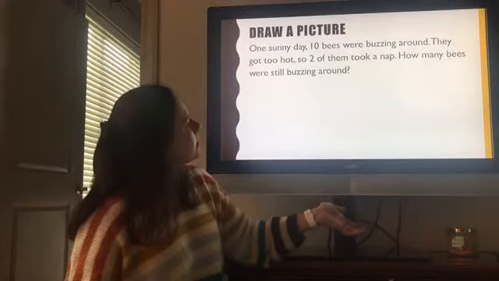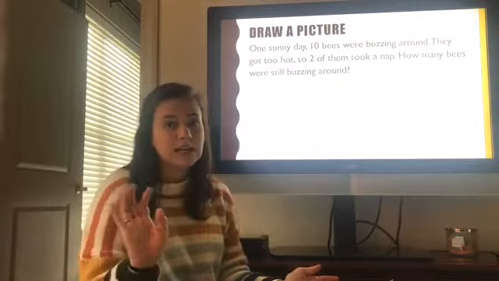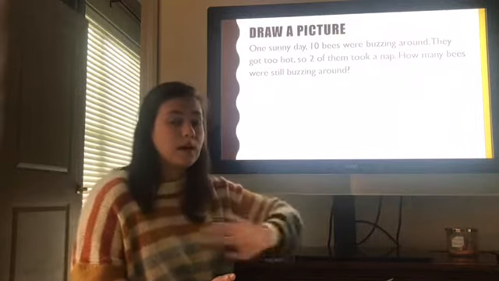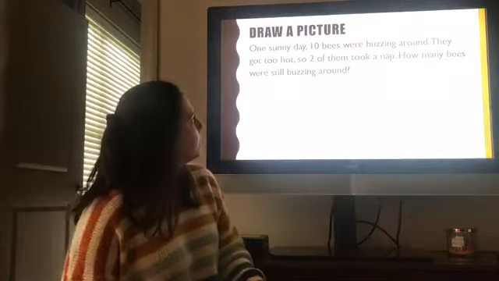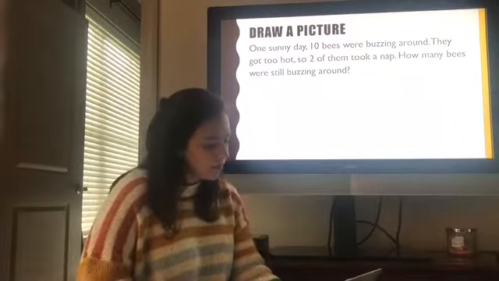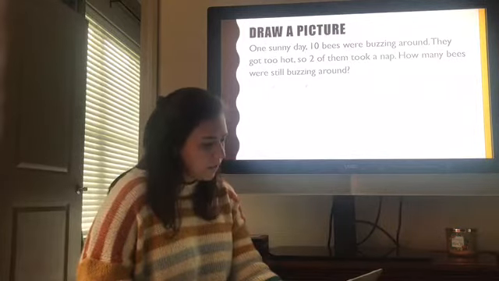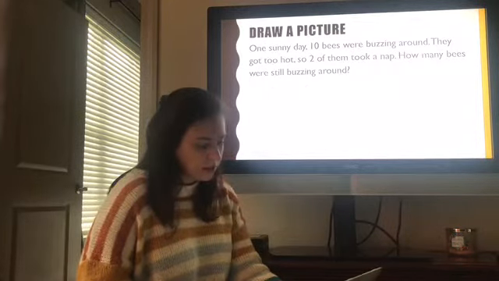So how many bees are still buzzing around? Since we're taking some away who are not buzzing around anymore, we know that we're subtracting. Okay? So we're going to draw a picture to show this one. First, we're going to read the first sentence and make sure we draw everything.